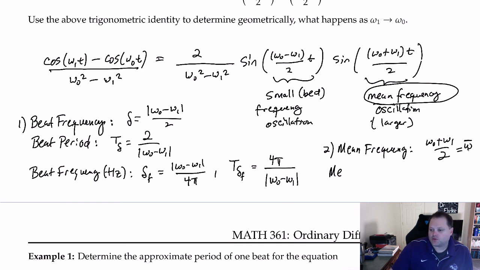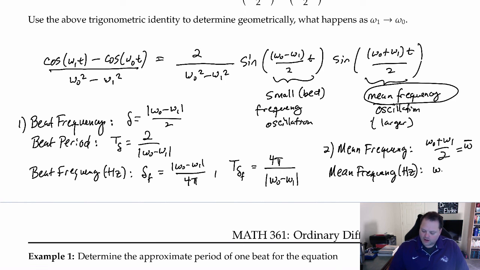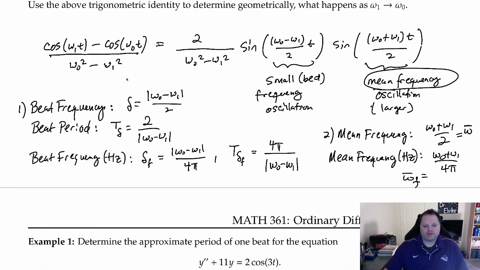Anytime you put a bar over a variable in mathematics, that means you're taking the average of it. So I'm taking the average frequency here. So the mean frequency in hertz would be omega naught plus omega 1 divided by 4 pi. So that's the mean frequency in hertz, and the notation I would use for that is f with a bar over it. So it's important that we know these basic formulas for calculating beat frequency and mean frequency.